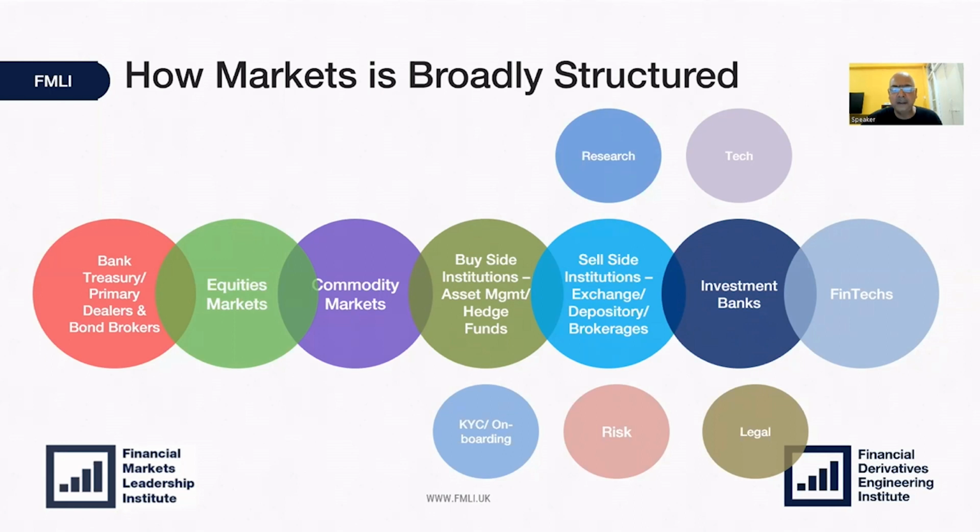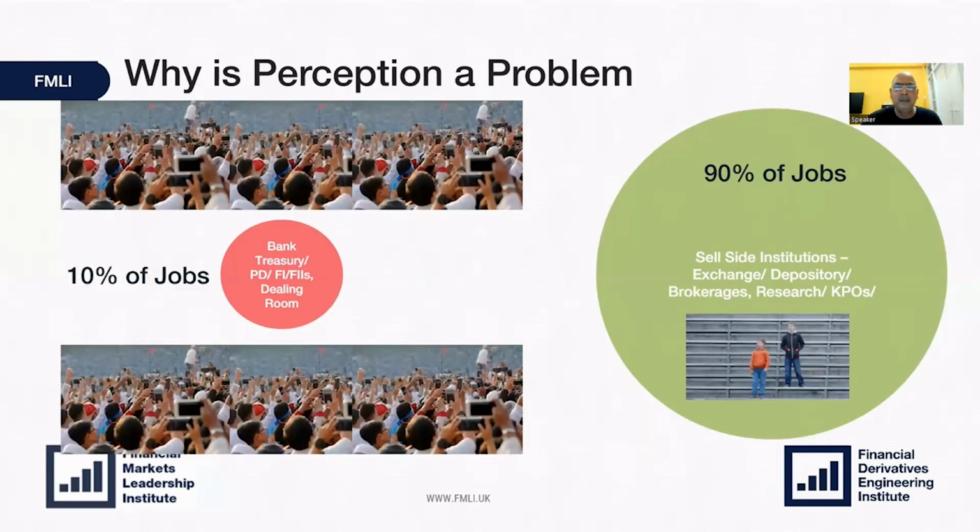Why is this perception a problem? Please understand this slide very, very clearly. This will help you a lot in your preparation as well as approach towards financial market jobs. So why is perception a problem? Perception is a problem because everybody wants to work for treasury or primary dealers, asset management companies, hedge funds in a dealing room. They want to get into trading. They want to trade equities and derivatives, where I don't think there are even 10% of the jobs.